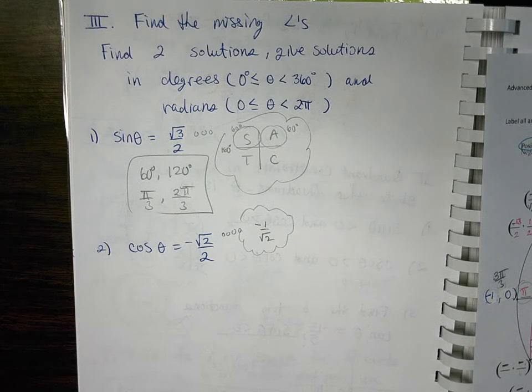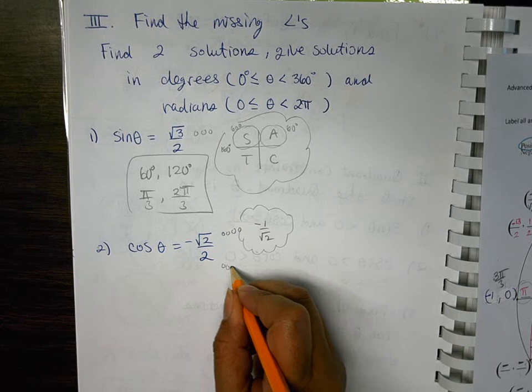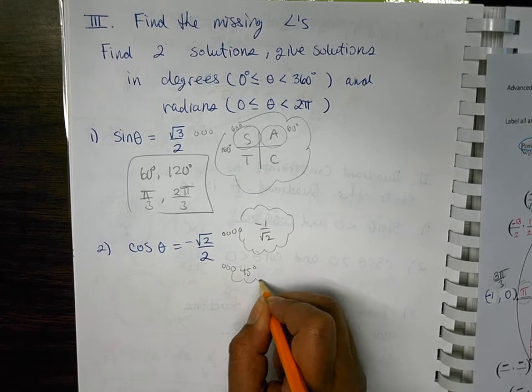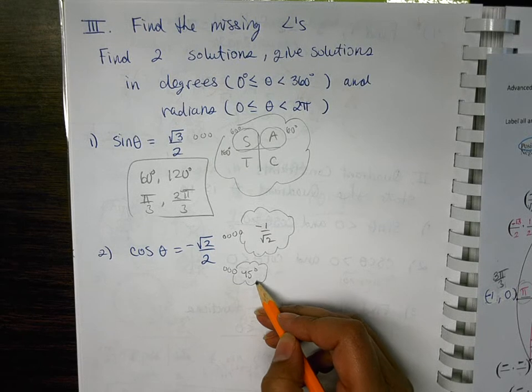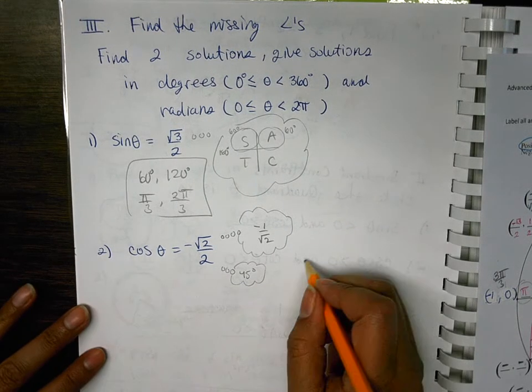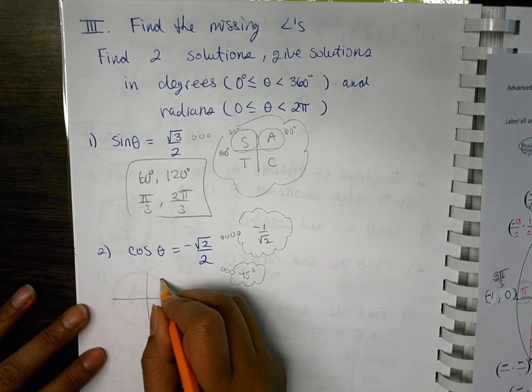Anybody tell me what the reference angle is? 45. Is that something we should know right away? Yes. 1 over root 2 reference angle is 45. Okay, is 45 degrees one of my answers? No, why not? Because all students take calculus. Where is cosine negative?